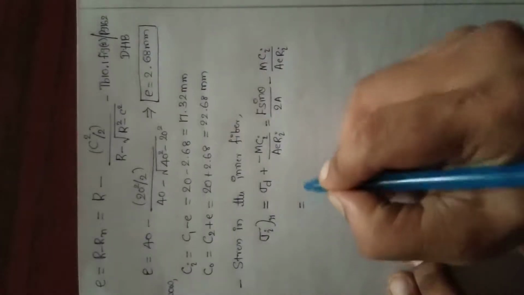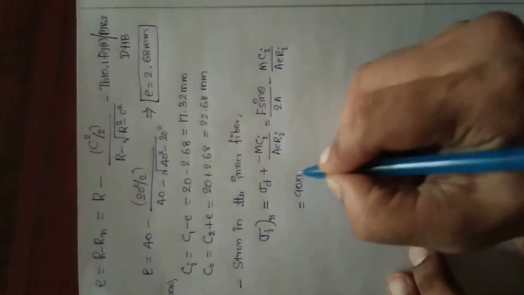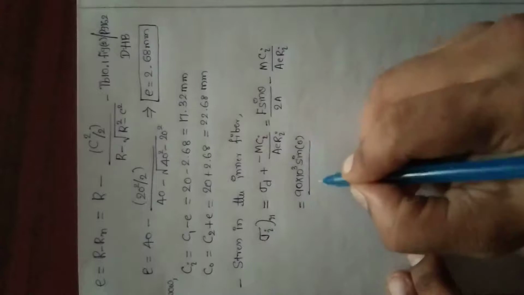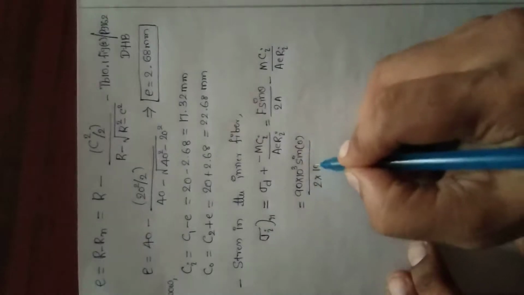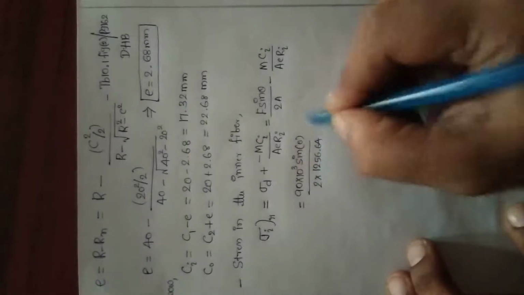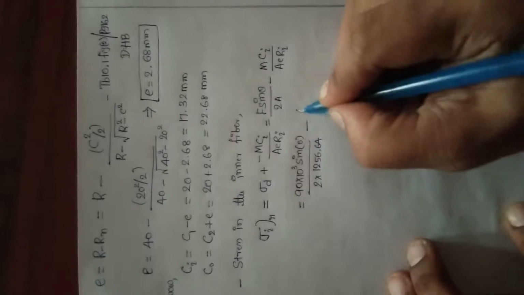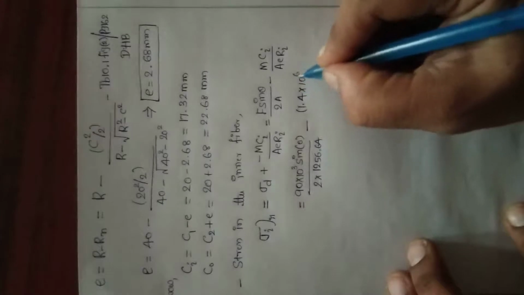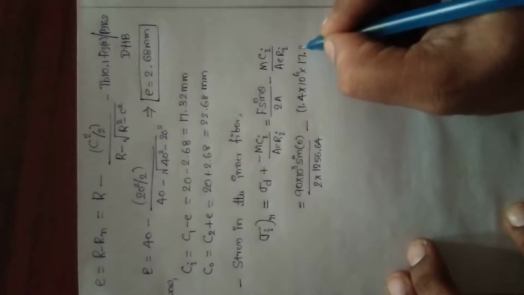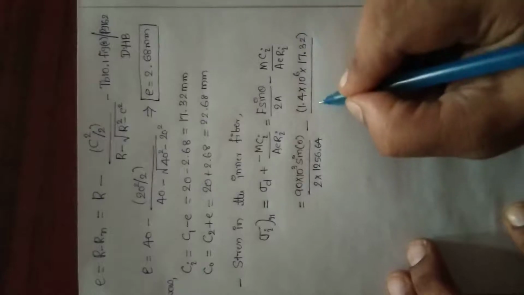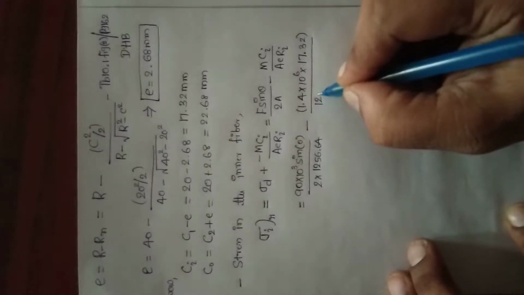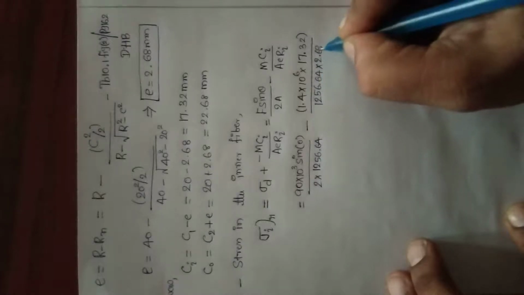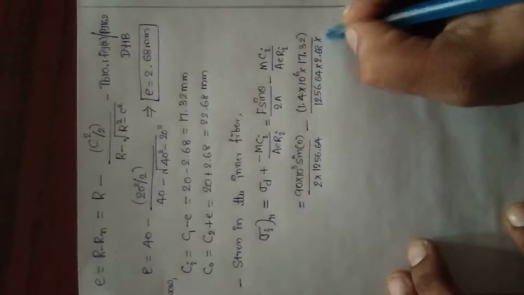So this will be force 9 into 10 raised to 3, times sin 0, am I right, when theta is 0, divided by 2 times area 1256.64, minus. So M I have found out is 1.4 into 10 raised to 6, into Ci we have found 17.32, whole divided by area I know, 1256.64, e I have found out 2.68, and R I know is how much?